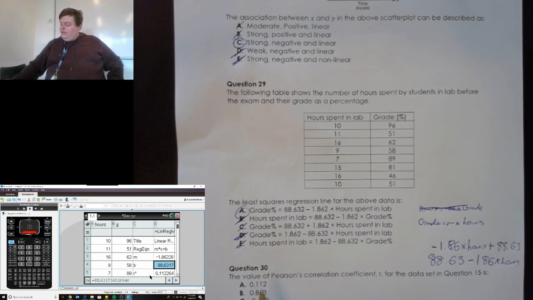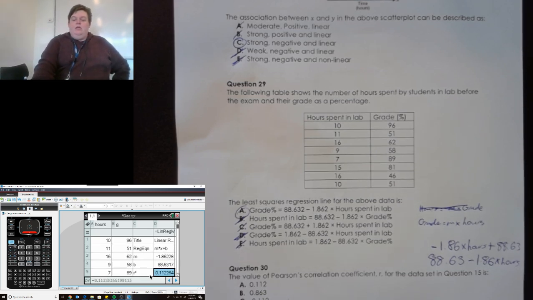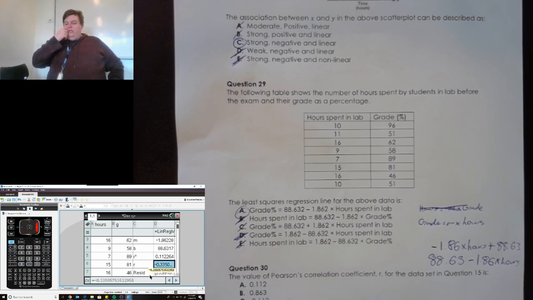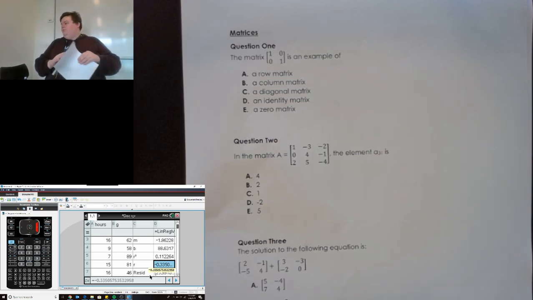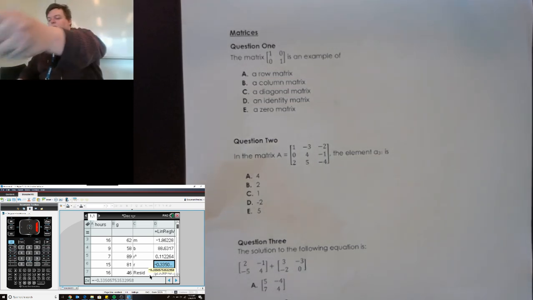The second question says the value of the Pearson's correlation coefficient R for the data set is. So Pearson's correlation coefficient is R, which is negative 0.34, or negative 0.335, which is this one here. And I just got that straight from my CAS, which is nice and easy. That's the end of the data section. We'll move on to matrices, which is always a bit more fun for me.